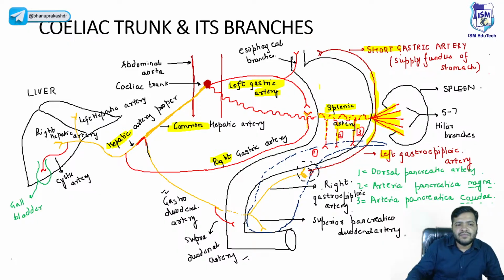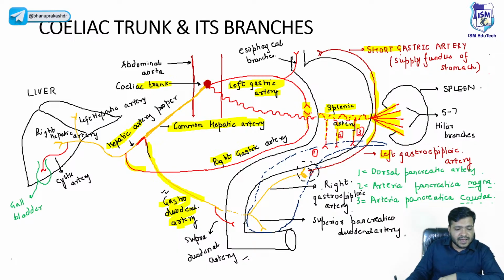You already know we have this common hepatic artery, that is a branch directly coming from the celiac trunk. From the celiac trunk we have a common hepatic artery which divides into hepatic artery proper and the gastroduodenal artery. From the hepatic artery proper, a branch will come and supply the lesser curvature of the stomach, that is the right gastric artery, and it will anastomose with the left gastric artery.